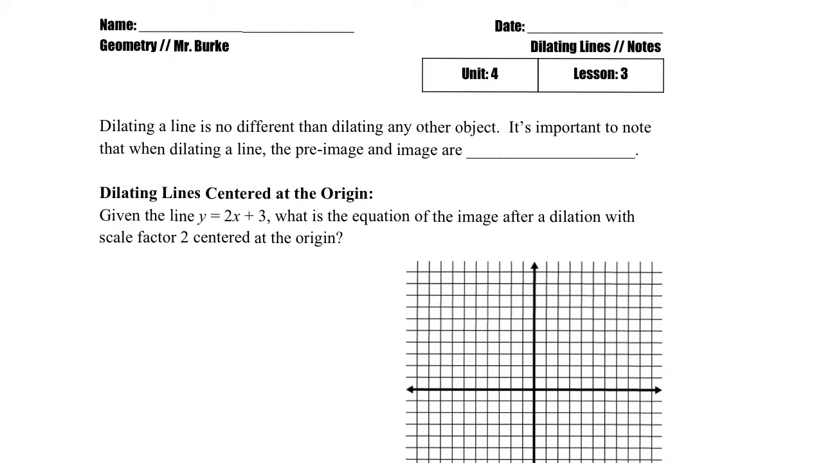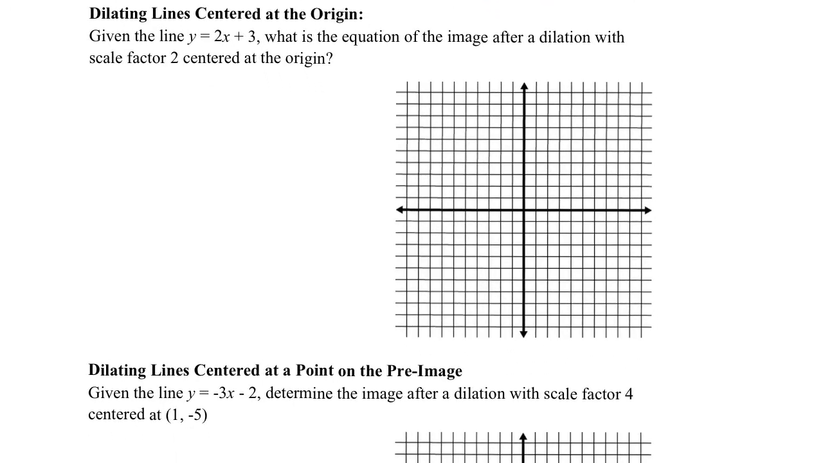That's basically what's happening. It's important to remember, and we talked about this in the last lesson, that dilations preserve parallelism. So when you're dilating the line, the pre-image and the image are parallel. That's an important piece. Otherwise, we really wouldn't be able to do the rest of this. So when we're centered at the origin, that's super easy.